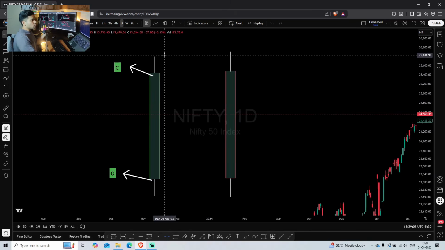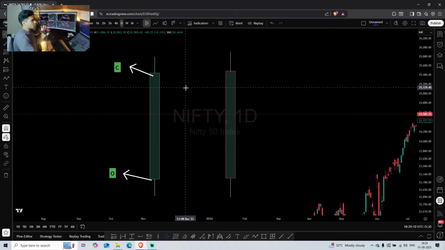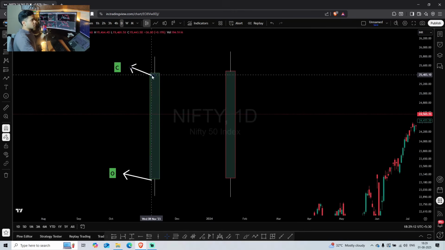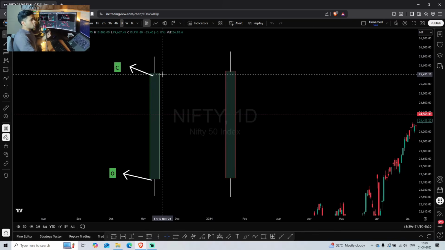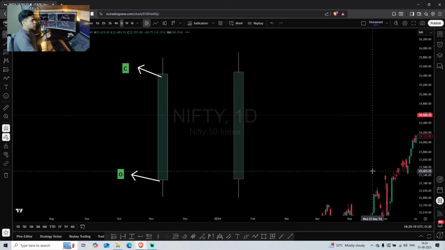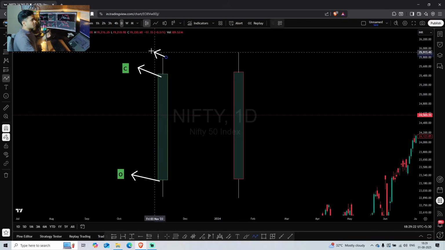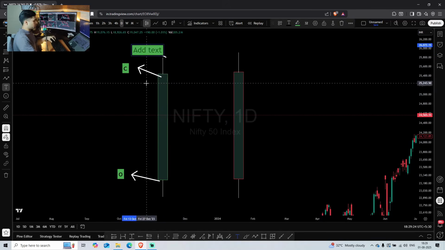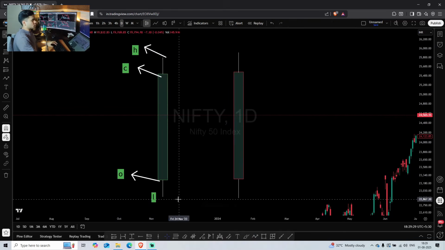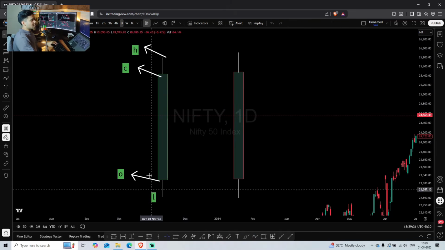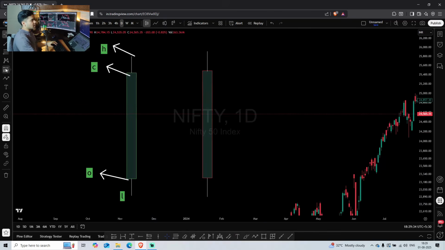Now what do the wicks represent? The wicks represent something else. The wick represents that the price did go to that area on the chart, but closed at this area. I will show you the example in this manner also. That's the high created by the market, H, and that's the low created by the market, L. So that is OHLC for you guys in the green candle. Similarly on the red candle, you guys can pause the video and think for yourself that this is the opening.